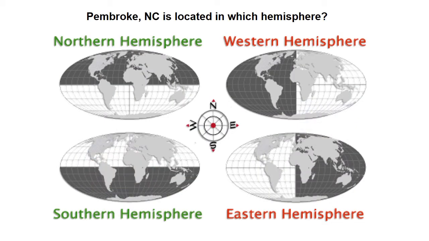All right, so yeah, hemispheres. You can split the world into two hemispheres, but you can split the world into two hemispheres in two different ways. You can divide it north-south, and you can divide it east-west. So Pembroke is located in the northern hemisphere. We're not in the southern hemisphere. And we're also in the western hemisphere. We're not in the eastern hemisphere.